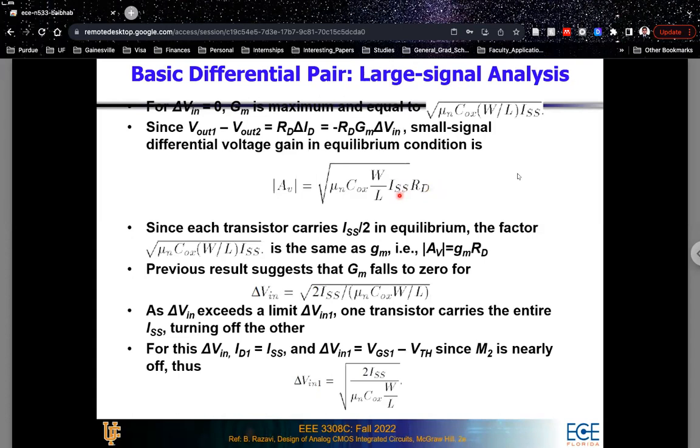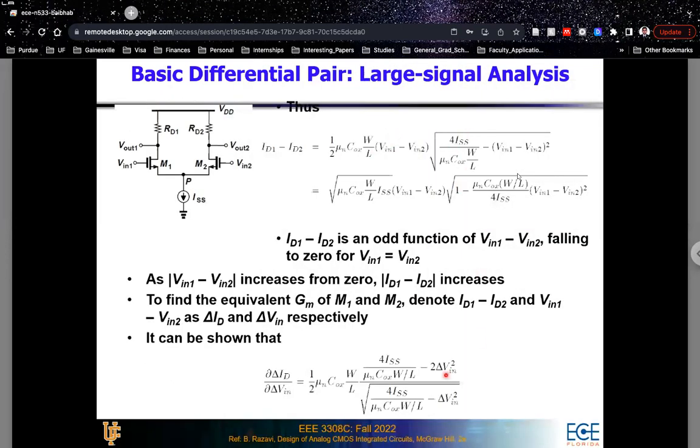Now, remember that square root of K times ISS is equal to GM. So basically your gain is equal to GM RD, which is the same as your common source amplifiers that you had learned before. So there's nothing very much different from what you have learned before, if your del V in is equal to 0. But if your del V in is not equal to 0, then life becomes much more complex and you have to deal with all these equations.